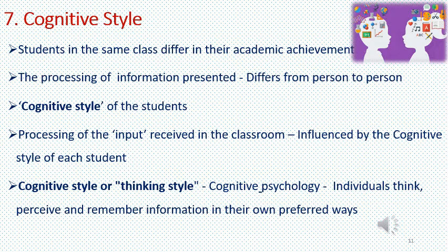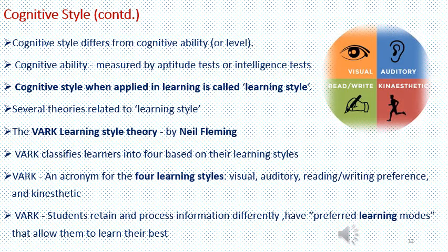Cognitive style or thinking style is a term used in cognitive psychology to describe the way individuals think, perceive, and remember information, or their preferred approach to using such information to solve problems. It is to be remembered that cognitive style differs from cognitive ability or cognitive level. Cognitive ability is measured by aptitude tests or intelligence tests. Cognitive style, when applied in learning, is called learning style.